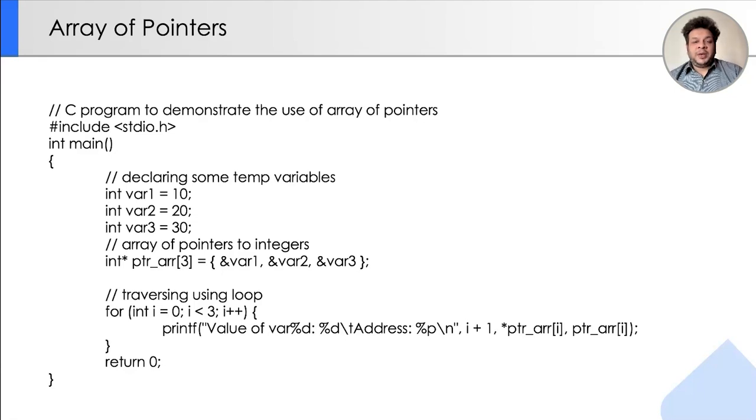That is why we have initialized it with &var1, then &var2, then &var3. That means over here we are passing the addresses of all the three variables, that is for var1, var2 and var3, and this will be initialized to the respective array of pointers, which is called ptr_arr. Now we are done with the initialization of the addresses to the respective pointers.